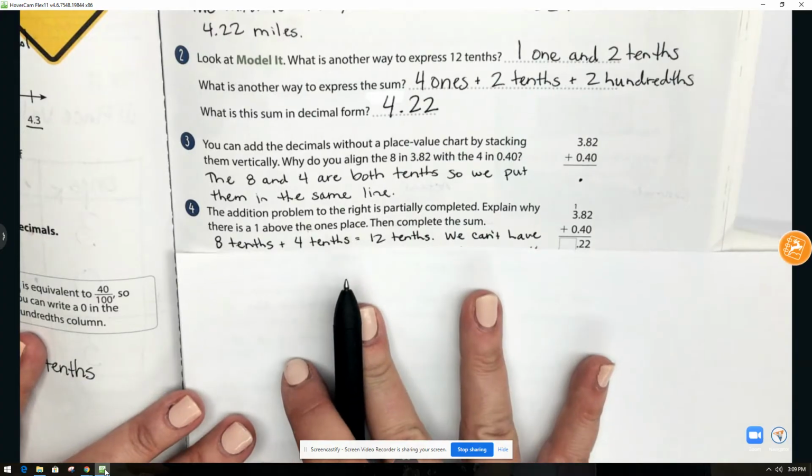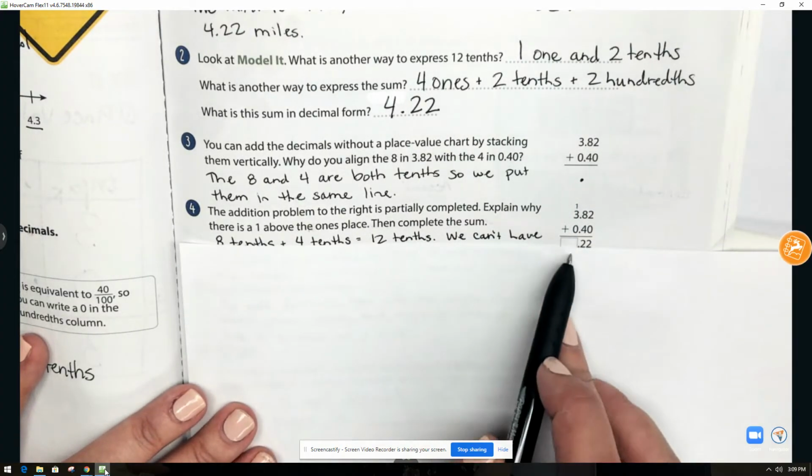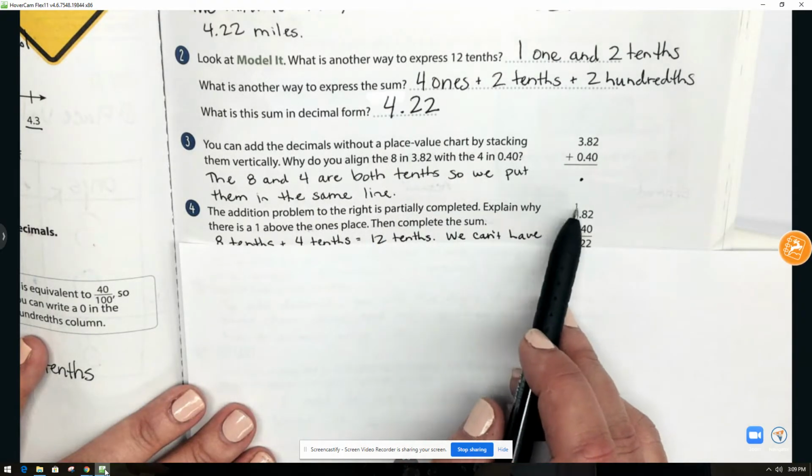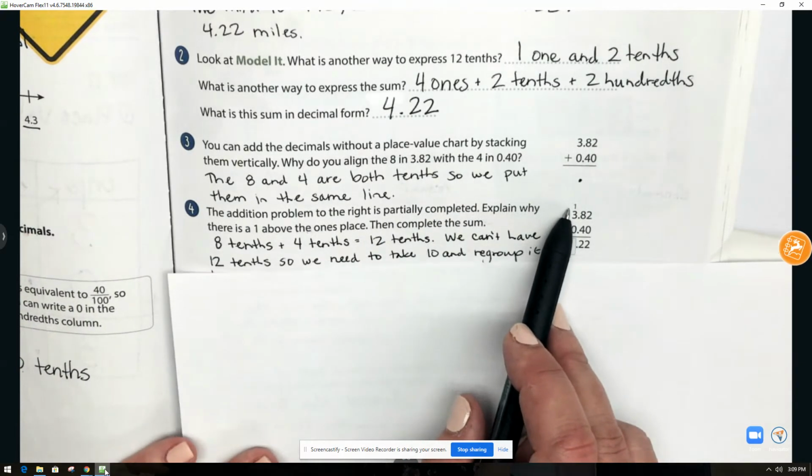So this addition problem over here is partially completed. Explain why there is a 1 above the ones place. So we talked about this. Why do we have that 1 up there?